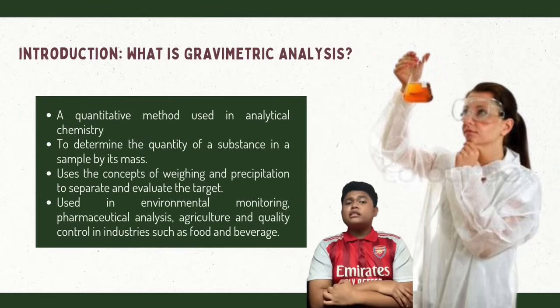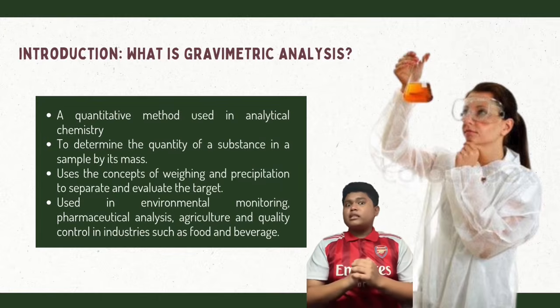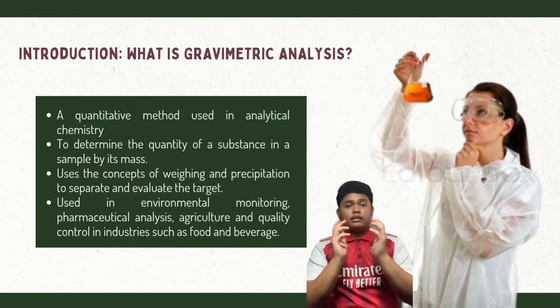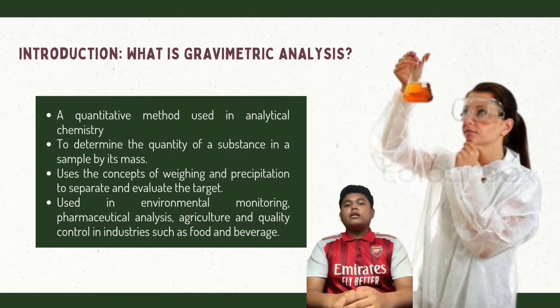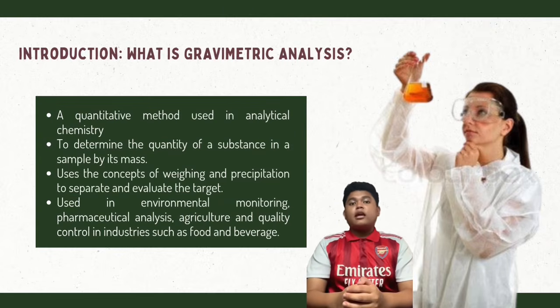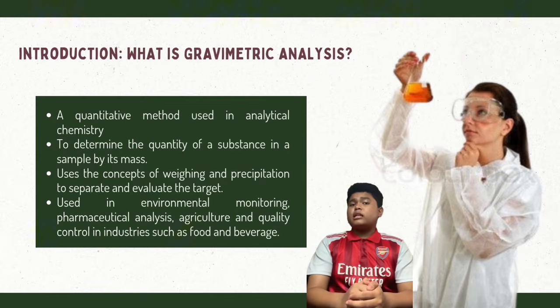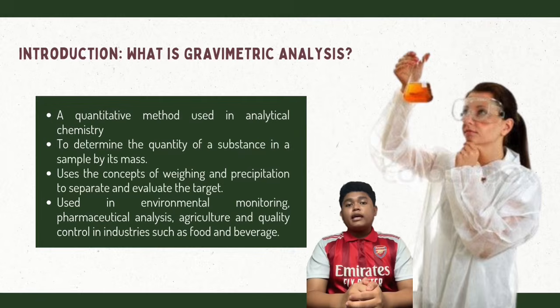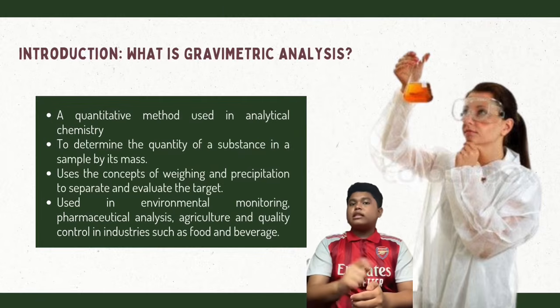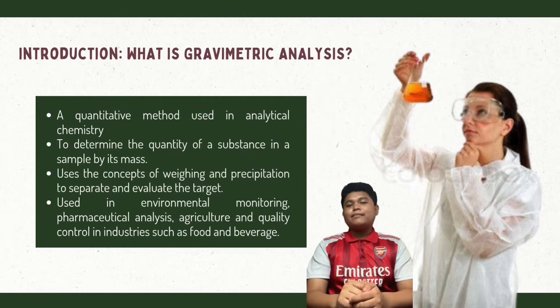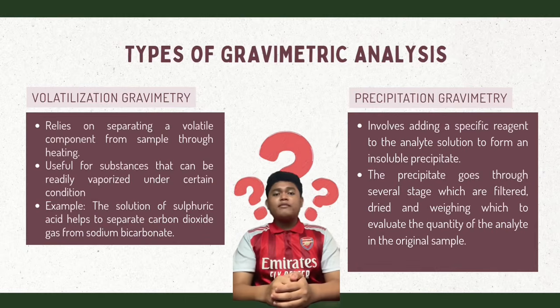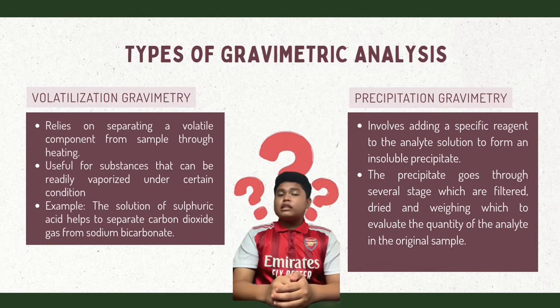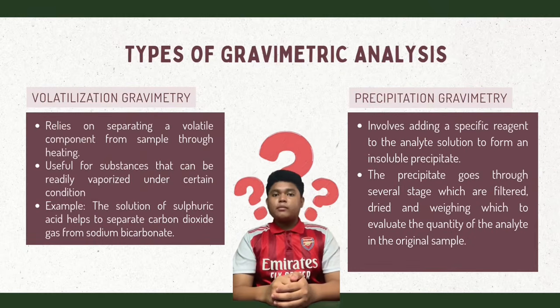Gravimetric analysis is a quantitative method used in analytical chemistry to determine the quantity of a substance in a sample by its mass. It uses the concept of weighing and precipitation to separate and evaluate the target. It is used in environmental monitoring, pharmaceutical analysis, agriculture, and quality control in industries such as food and beverage. There are 2 types of gravimetric analysis: volatilization gravimetry and precipitation gravimetry.